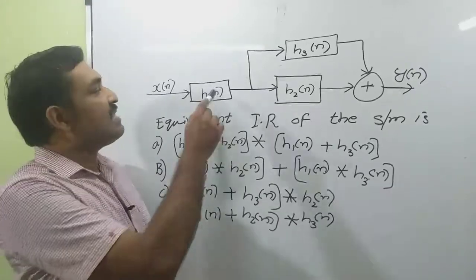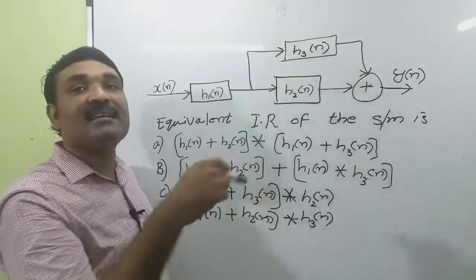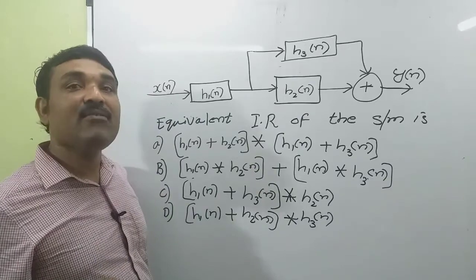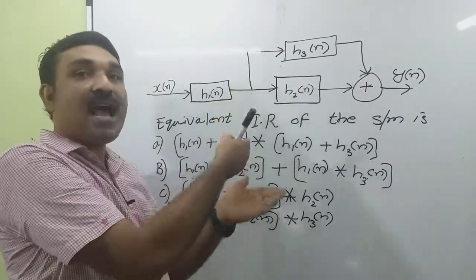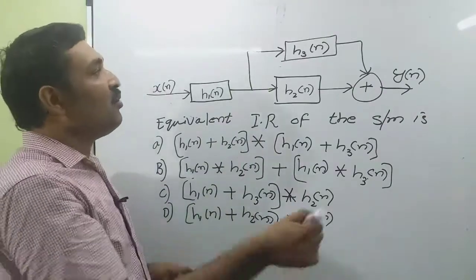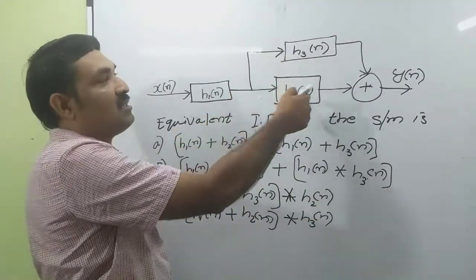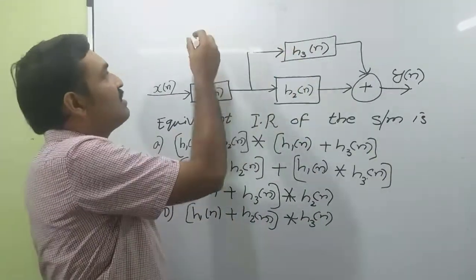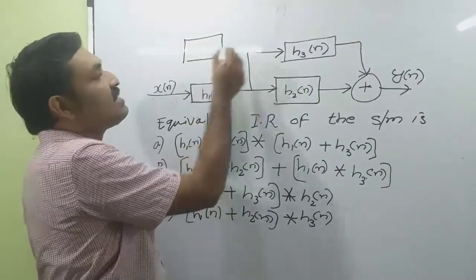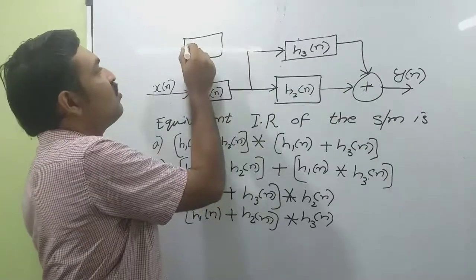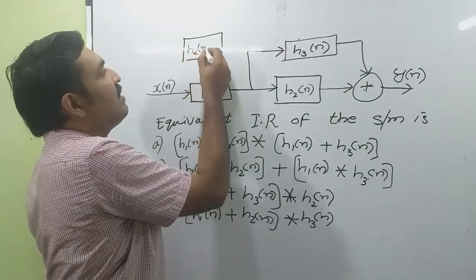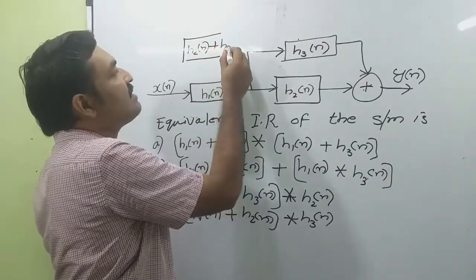In this question, H1(n), H2(n), H3(n) are impulse responses. We want to find the equivalent impulse response of this system. Options are given. Now, look at these two blocks. We can reduce these two blocks to H2(n) plus H3(n), since the summation is plus.